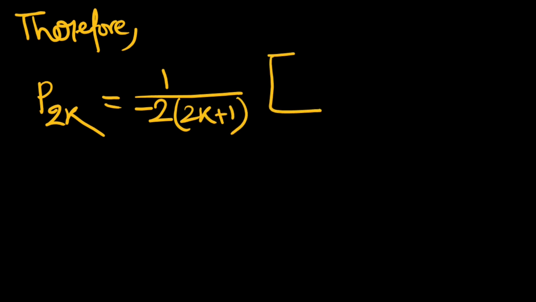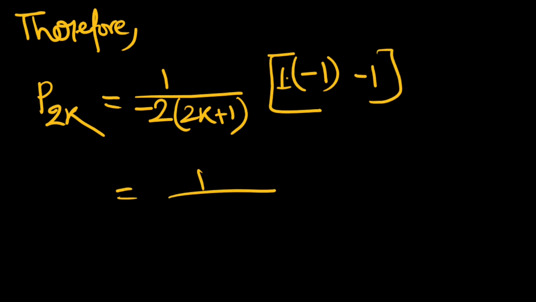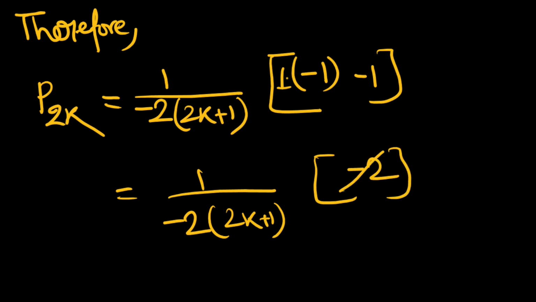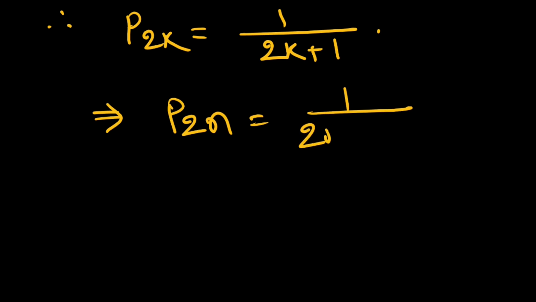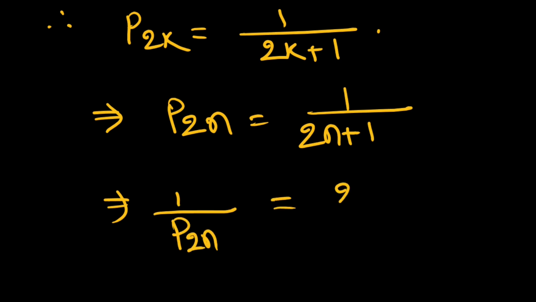Therefore P(2k) = 1 over (-2)(2k+1) times ((-1) - 1). That is -1 - 1, that is -2. So this -2 and this -2 cancel. Therefore P(2k) = 1 over (2k+1). This implies P(2n) = 1 over (2n+1). This implies 1 over P(2n) = 2n+1.